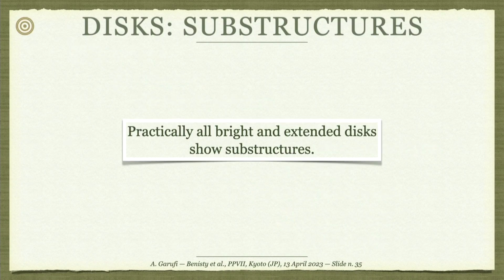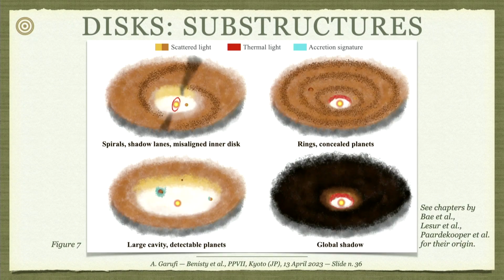And we have one headline, I think, over this last decade: practically all bright and extended disks show substructures. In the chapter, we don't really care about the origin of these substructures. We mostly care about the demography of substructure across different properties. And we have a sort of visual synopsis of all the different substructures that we have. We saw this already yesterday from the talk by Shawn and Andrea. We have the spirals. We have this dark shadow lane that can be more or less broad. We have rings, we have possibly concealed planets.